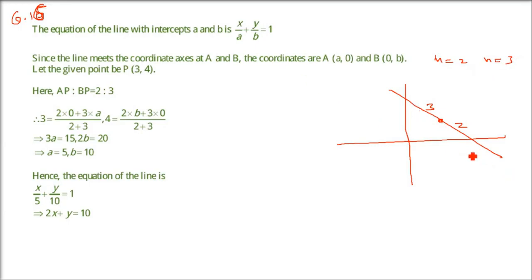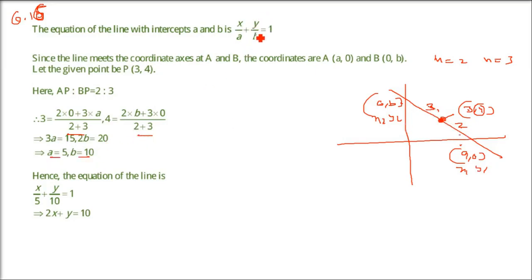This point will be (a, 0), this is (0, b), and this will be (x1, y1), this will be (x2, y2), and this point is (3, 4). This is given as (3, 4). Use the section formula: 3 equals (3 into a plus 2 into 0) by (2 plus 3), that is m plus n. Now 4 is (2 into b plus 3 into 0) by (2 plus 3). So a is 5 and b is 10.